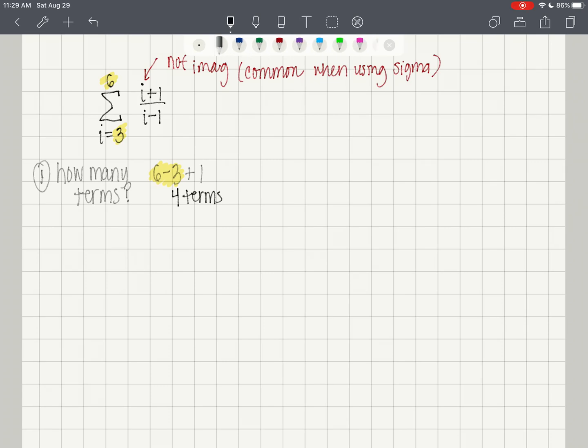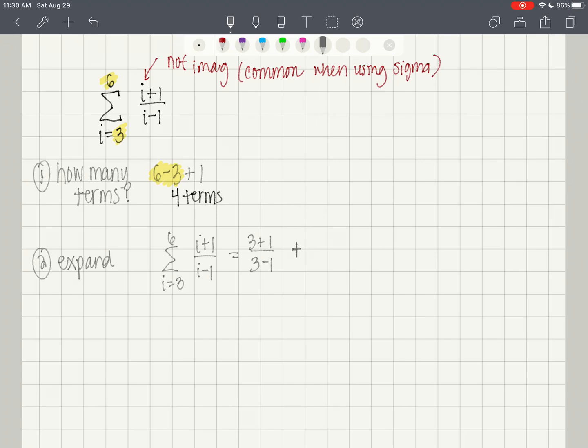And now I'm going to expand. So that's our second step. When I expand, I know that I'm going to have 4 terms. I know not to go too far. If I go too far, then I've made a mistake. So that's i equals 3 to 6, i plus 1 over i minus 1. I'm going to put a 3 in. 3 plus 1 over 3 minus 1.